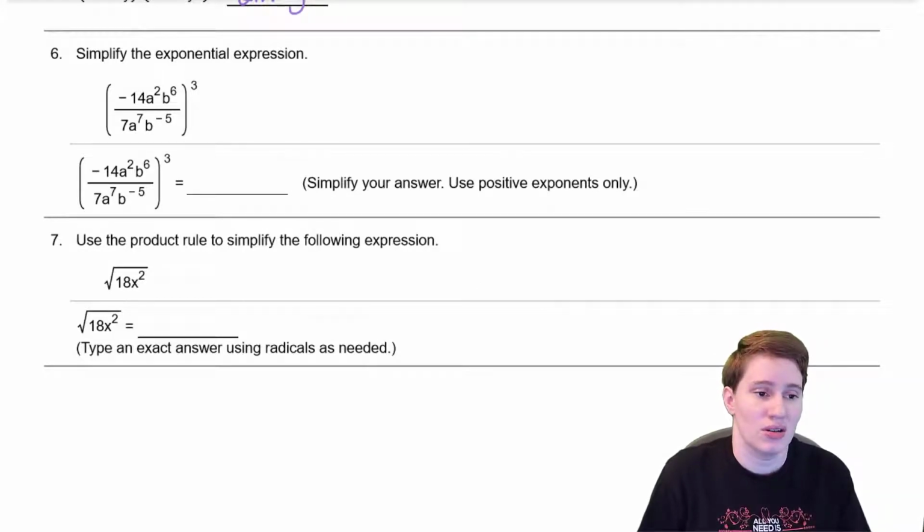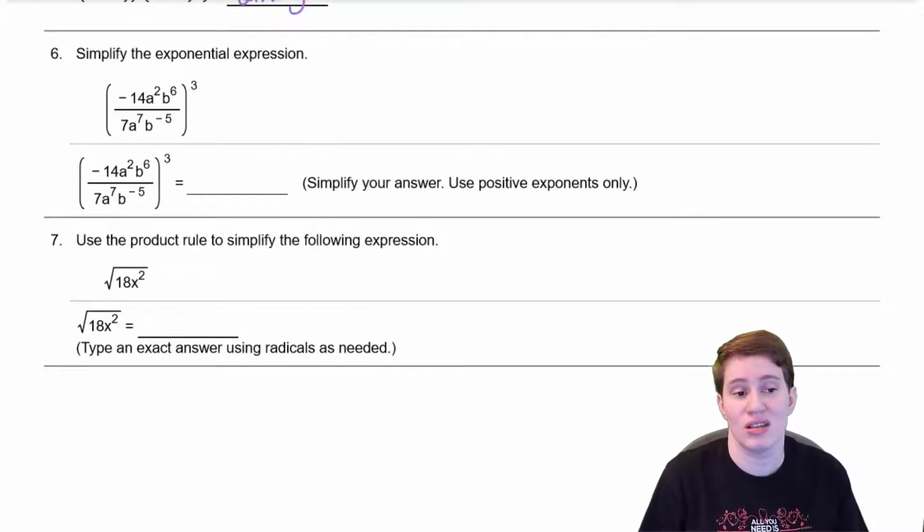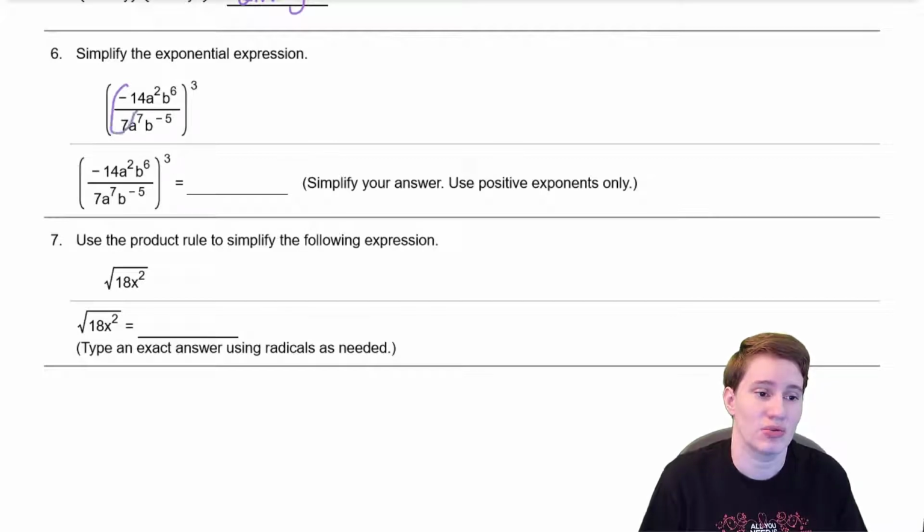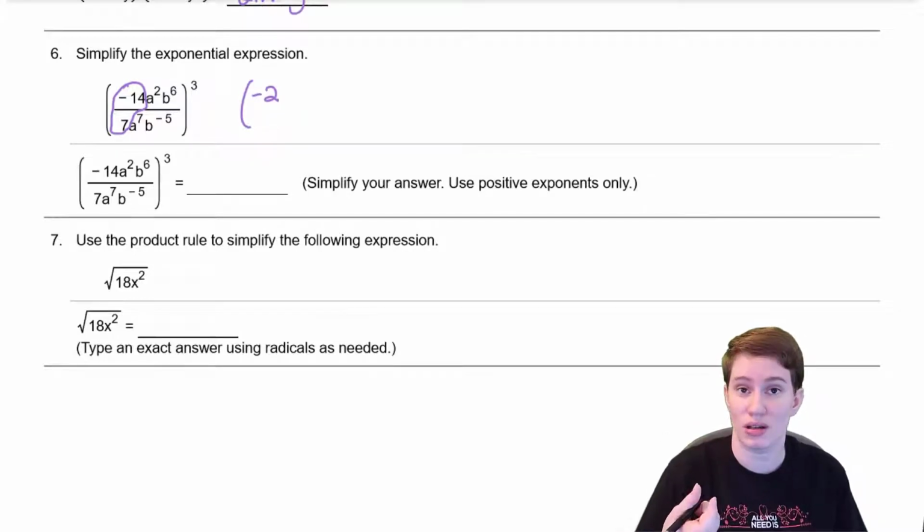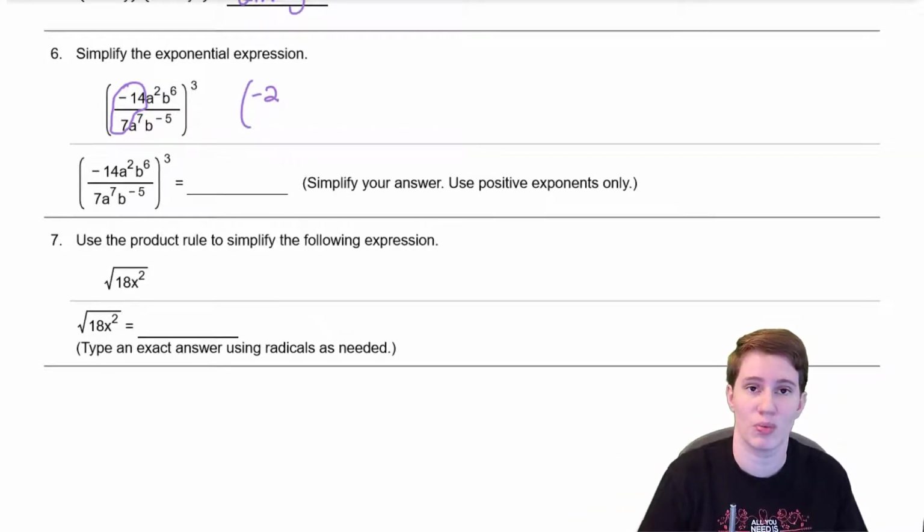So we could take care of this 3 on the outside right away, or we could try to simplify what's on the inside first and then deal with the 3. That's what I lean towards, that second option of saying, okay, what can I do inside with this fraction? I can simplify the -14 over 7 and get -2. I can simplify the a squared and a to the 7th. This is where we subtract our exponents, because one's on top and one's on bottom.